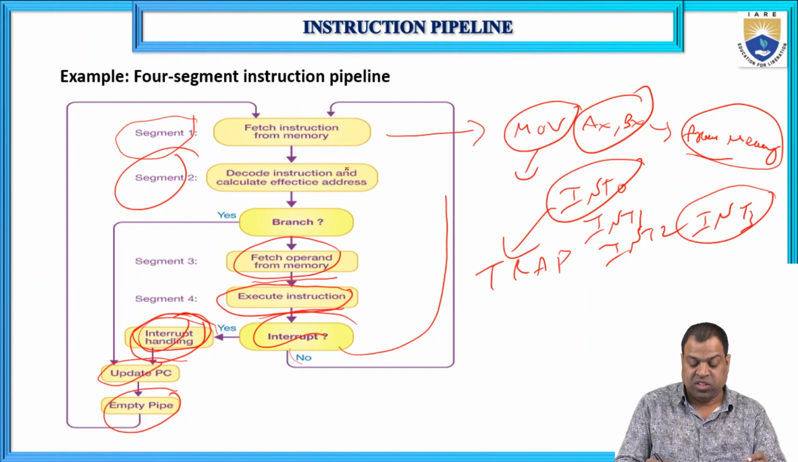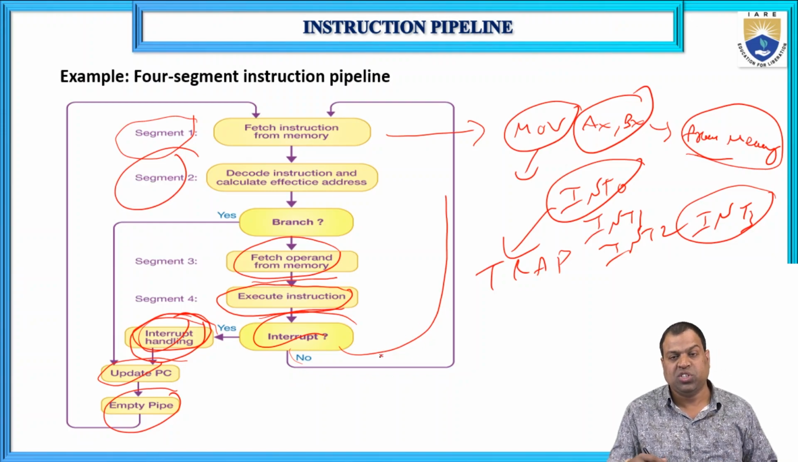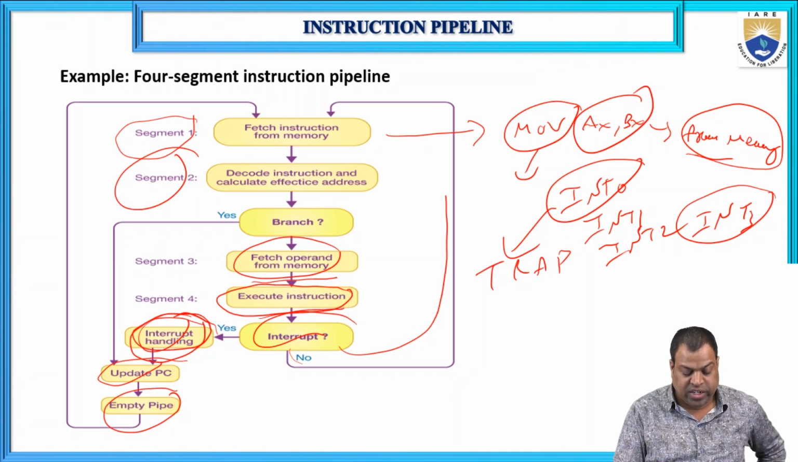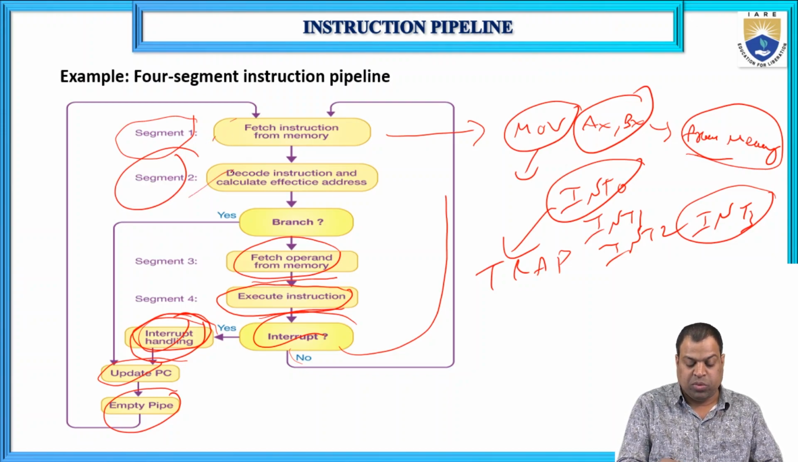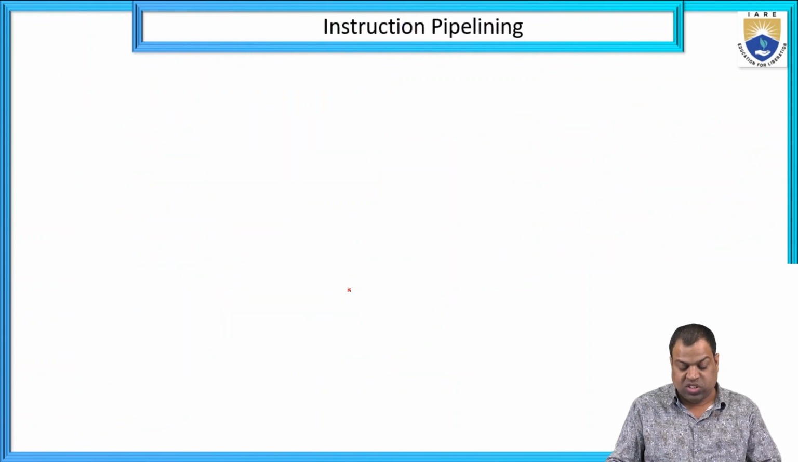Suppose this program is going on, say addition of two numbers. It is not executed because an interrupt signal came. If there is an interrupt, we go for interrupt handling. If there is no interrupt, we go again to fetch, and the next operation goes on. So interrupt handling, update PC, and empty the pipeline. This is the process of the instruction pipeline. It is a 4-segment instruction pipeline: segment 1 fetching, segment 2 decoding, segment 3 fetch operand, and segment 4 execution of the instruction.